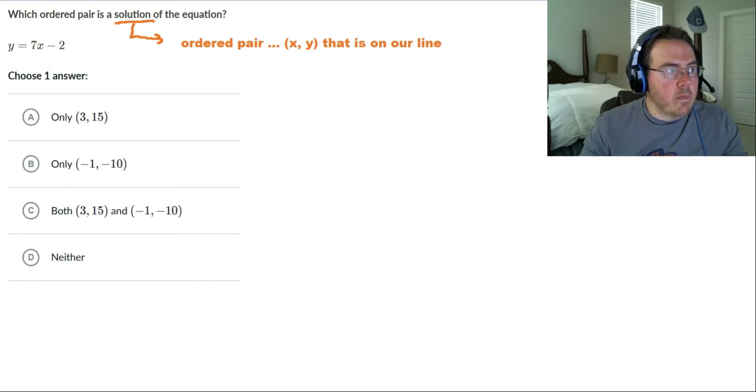We want to know whether or not (3, 15) and or (-1, -10) are solutions. So just remember that 3 is an x value, 15 is a y value, -1 is an x value, and -10 is a y value. And so we're going to test them, like you do.